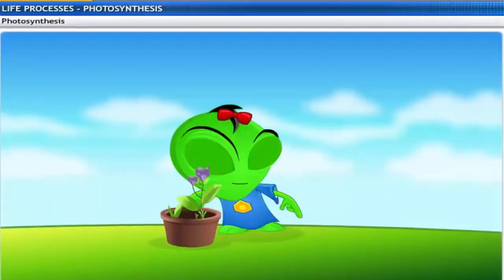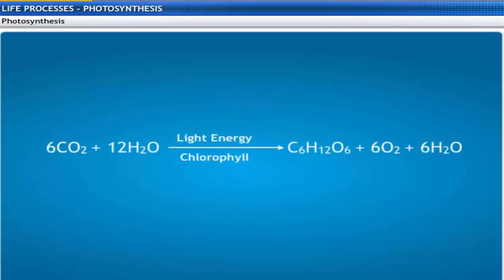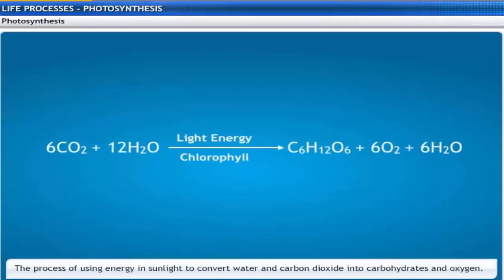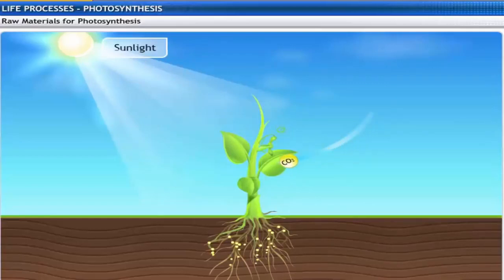So, this plant can prepare its own food? That's right. Plants prepare food through photosynthesis. The process of using energy in sunlight to convert water and carbon dioxide into carbohydrates and oxygen is called photosynthesis. Let's look at the basic raw materials needed to perform photosynthesis. Sunlight acts as a source of energy. Carbon dioxide is obtained from the atmosphere. Water is absorbed from the soil by the roots of plants.